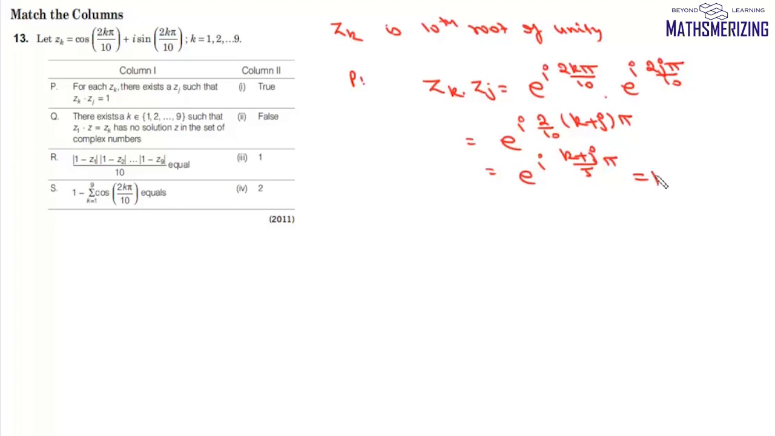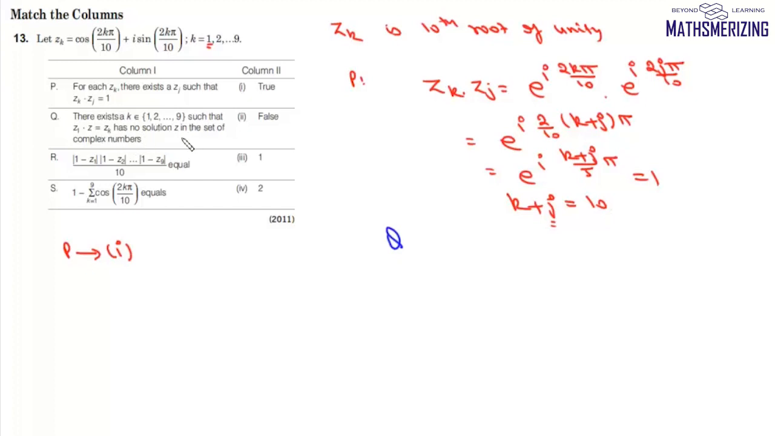Now this result will be 1 if k plus j is equal to 10. So for any value of k, we'll always get a j such that zk into zj is 1. That means P is true. So this P matches with 1.